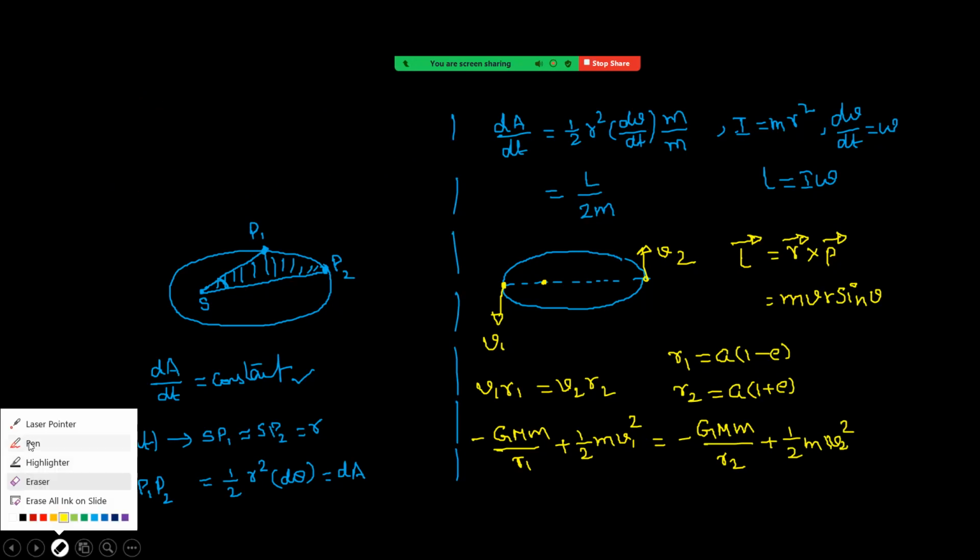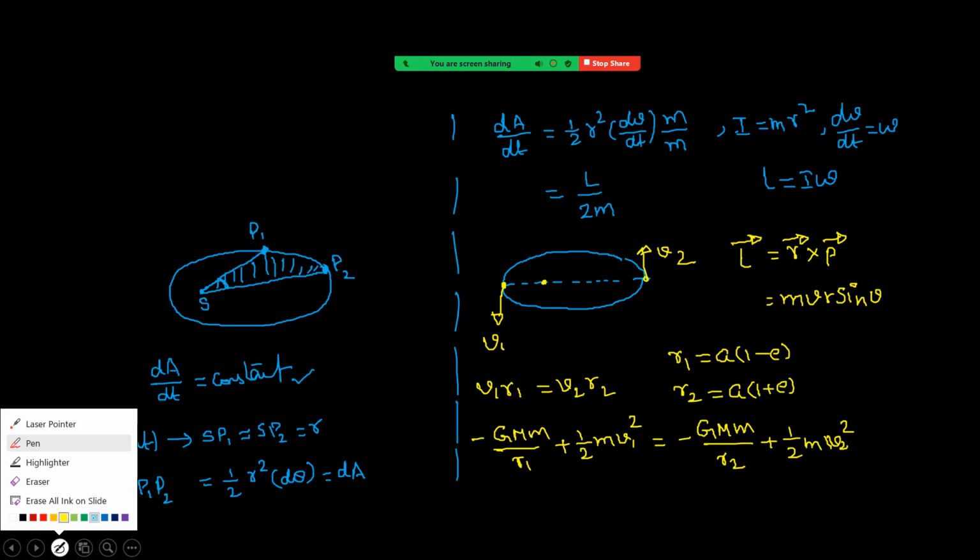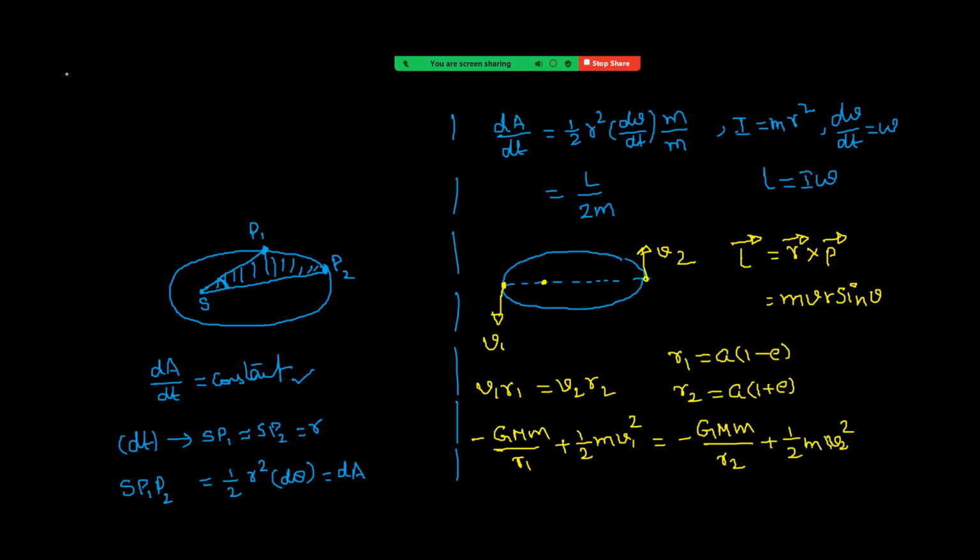So after making the calculation, we are going to get v1 equal to root of GM by a into v1, meaning speed is maximum, so it is (1 plus e) by (1 minus e). And coming to v2, root of GM by a into (1 minus e) by (1 plus e). So v1 is maximum speed, and v2 is minimum speed.